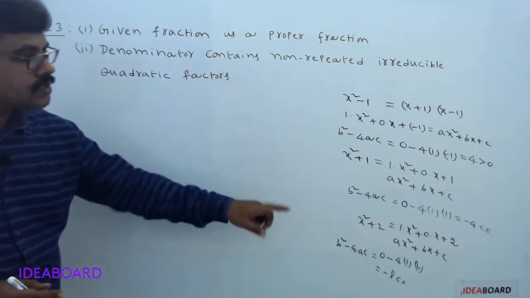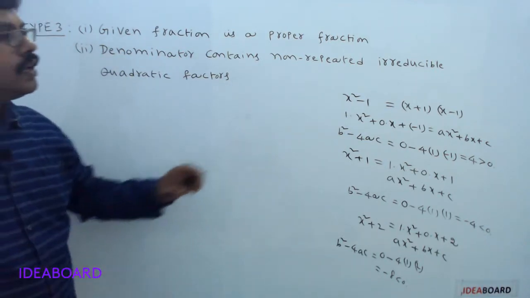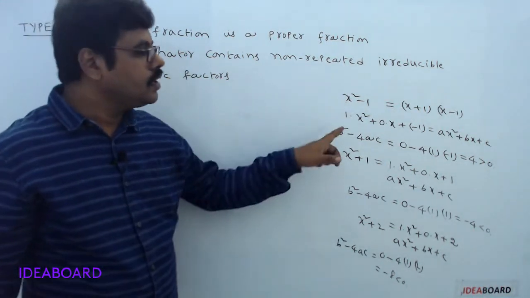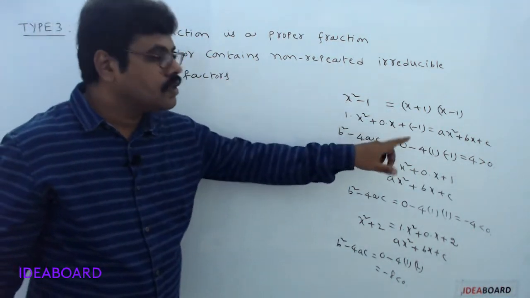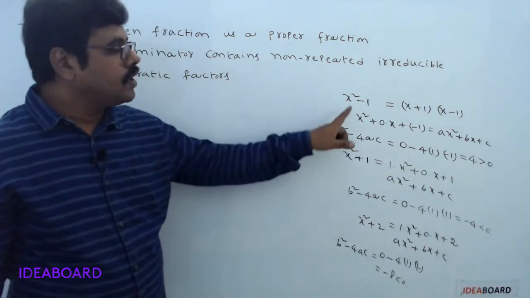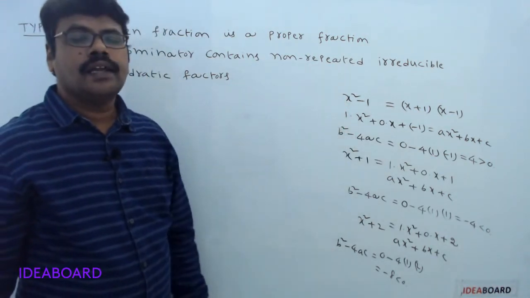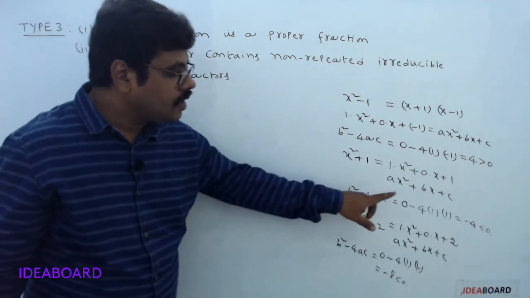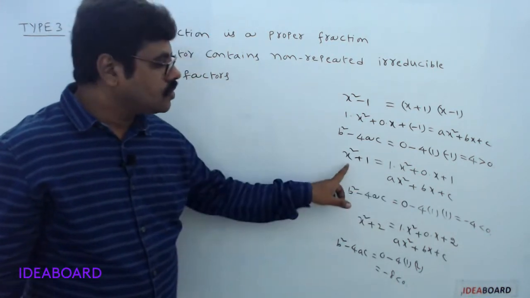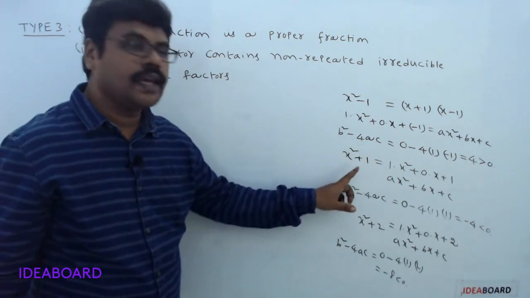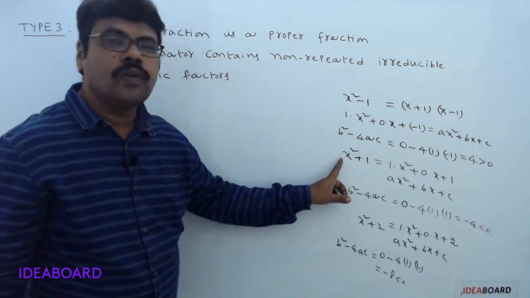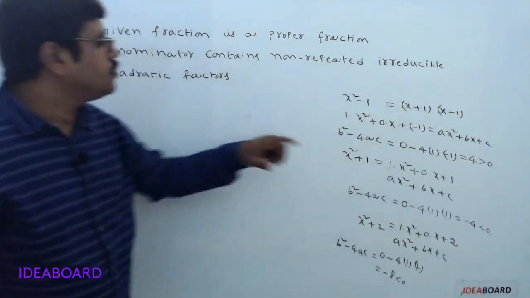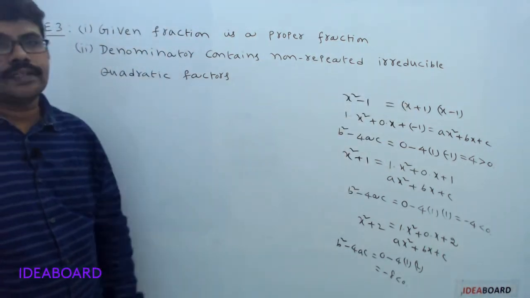So I hope you understood this logic. Whenever a second degree expression is given, first calculate the discriminant value. Discriminant value positive means definitely that second degree expression has factors. Discriminant value negative means there are no factors for that second degree expression. Simply, we call that type of expression an irreducible quadratic factor.